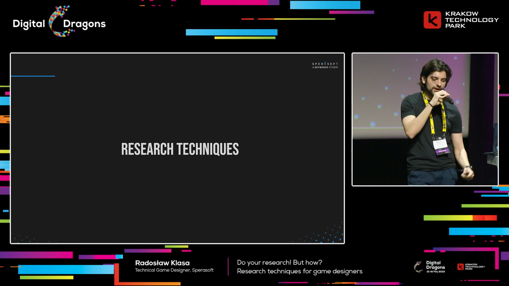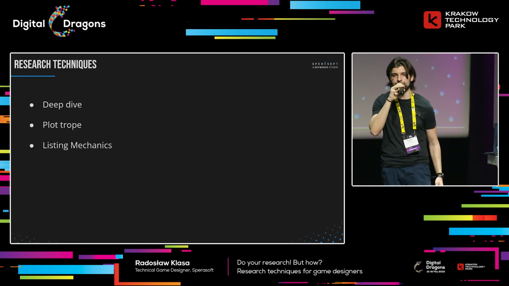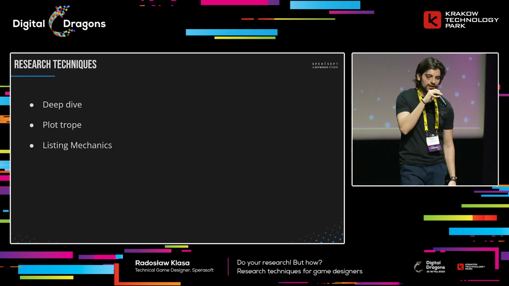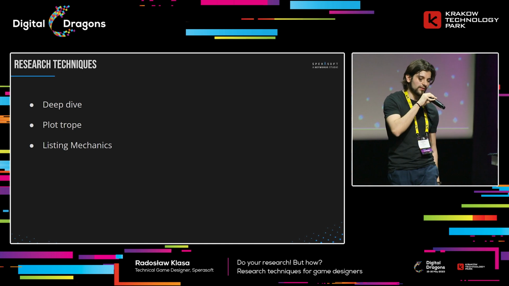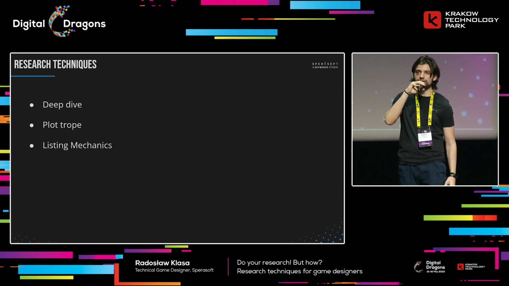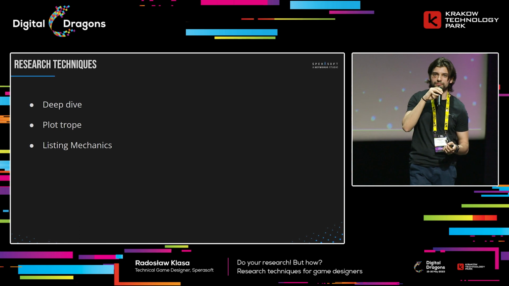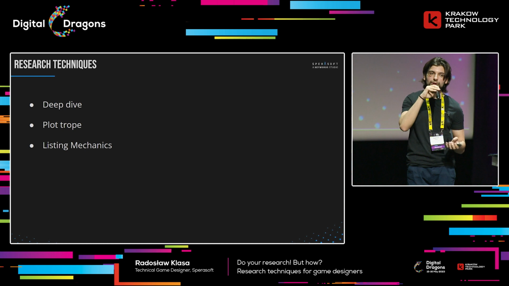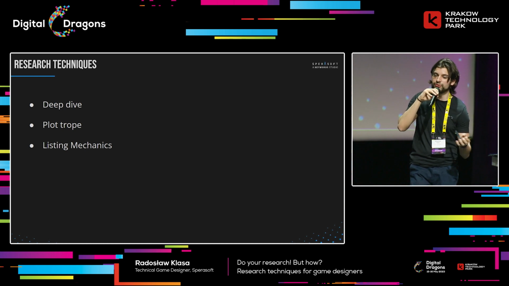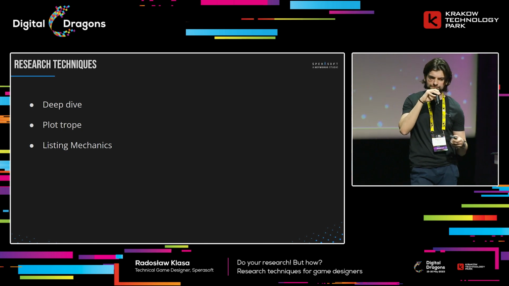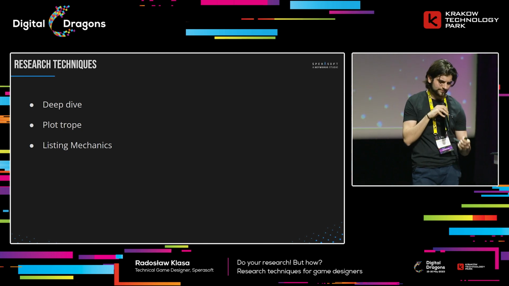So I provided here three different techniques, approaches, heuristics for doing the research. I named them deep dive, plot trope, and listing mechanics. All of them are a little bit different from each other and will be used in different stages of game production, I think. Most research is probably done during the pre-production phase, but also when new features appear, then probably we'll be moving to different types of these techniques.